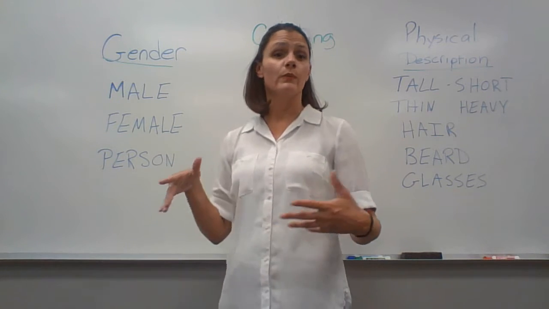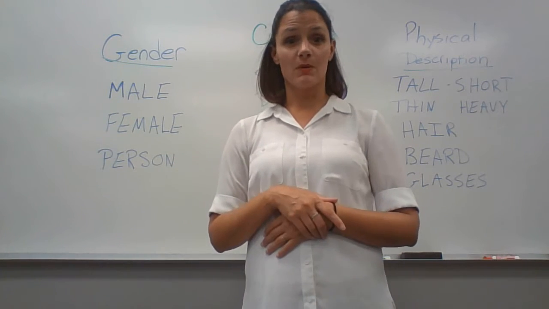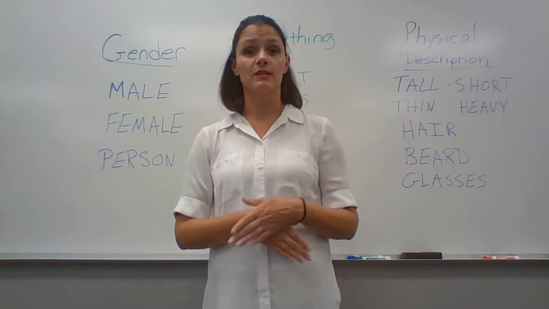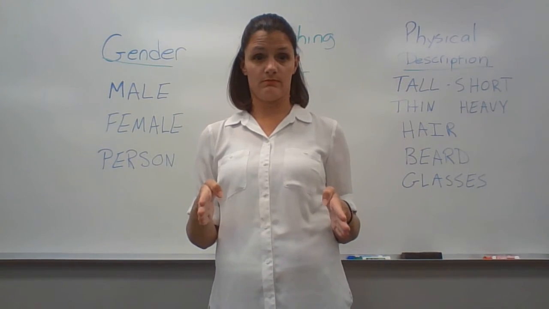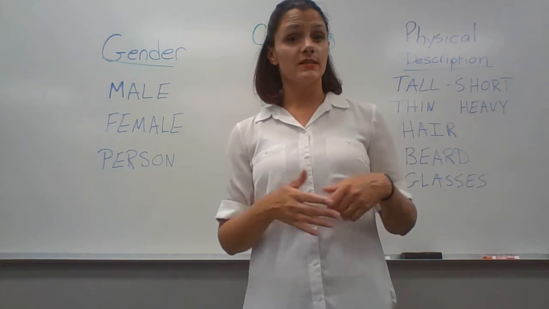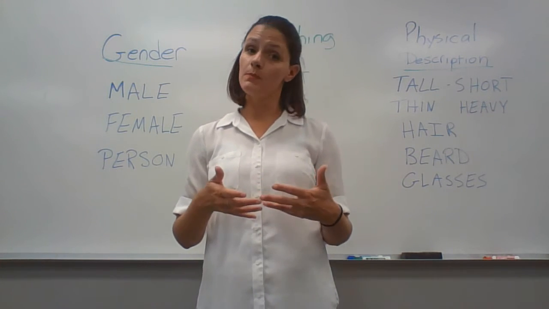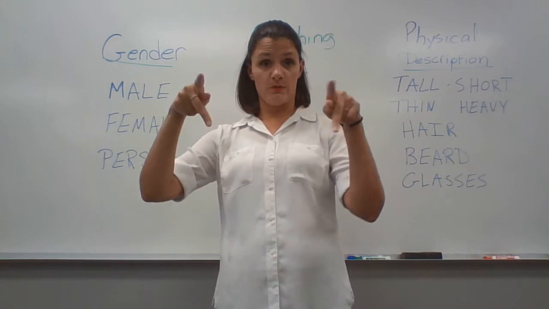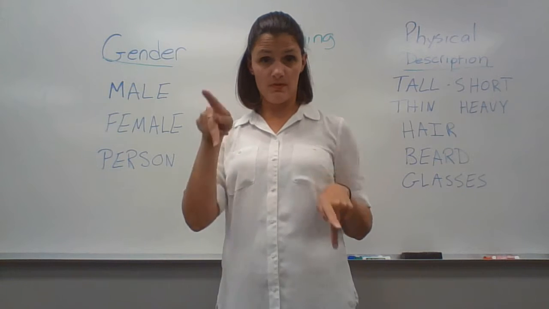Person. When we are talking about a non-specific person, we don't know male, female, we know it's a person. Person. There is a sign for people. There are a couple if we're being honest. The book will tell you the sign is with your P hand shape, people.